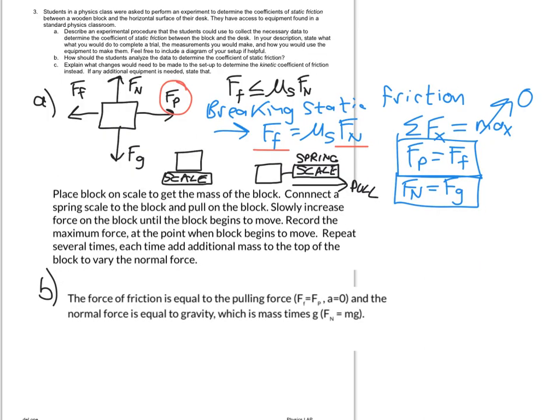All right, for B, this analysis part, we know that the force of friction is equal to the pulling force, as we mentioned before, since the acceleration is 0, and the normal force is equal to the force of gravity, so m times g. So we can go ahead and calculate the normal force and the force of friction for each trial. And then if we're thinking about this equation, we varied the normal force and measured the force of friction each time. That's essentially what we did.